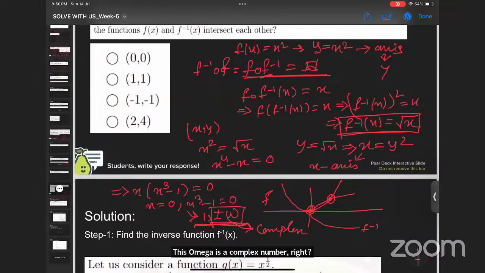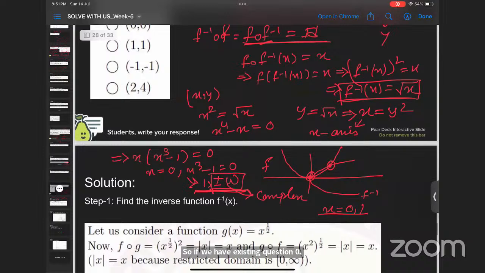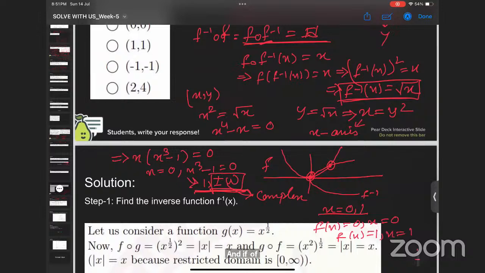This is the complex number, right? So we will not consider this number. So here we have only x equals to 0 and x equals to 1. So if we have x equals to 0 and x equals to 1, then we can find the value of y at this x coordinate, right? So f of x equals to 0 when x equals to 0 and f of x equals to 1 when x equals to 1. So the point will be 0, 0 and 1, 1, right?